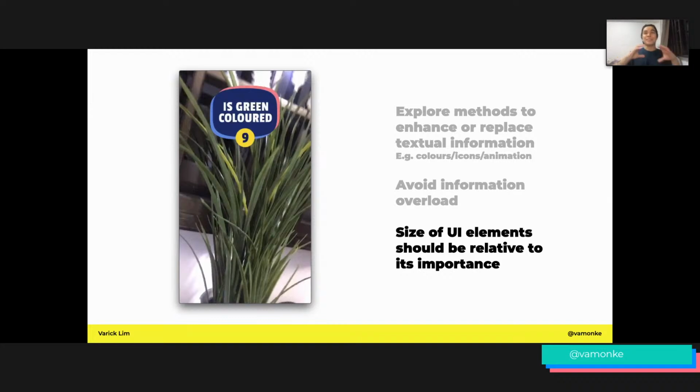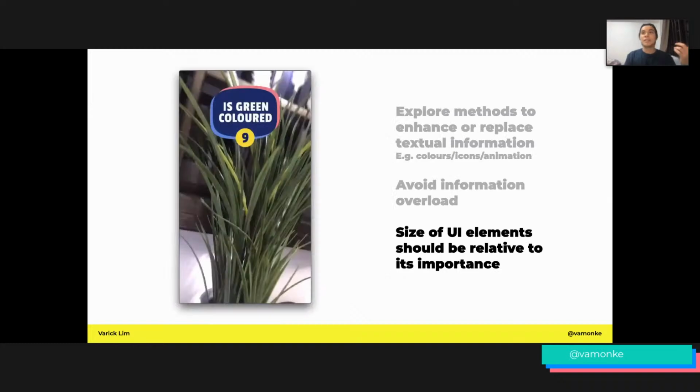So I put the timer significantly larger, and I added animation. Every second there'll be a pause and it will expand. So it almost makes it very hard for the user to ignore. The point here is that if it's important, you want the users to notice it, make it big and make it obvious. Yeah, pretty straightforward.